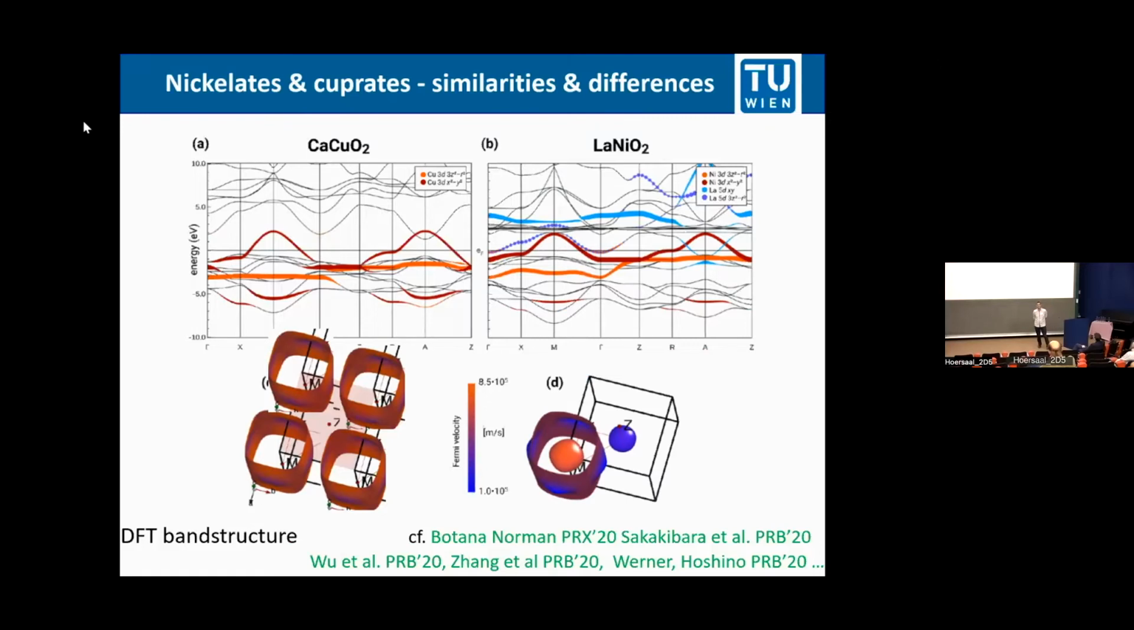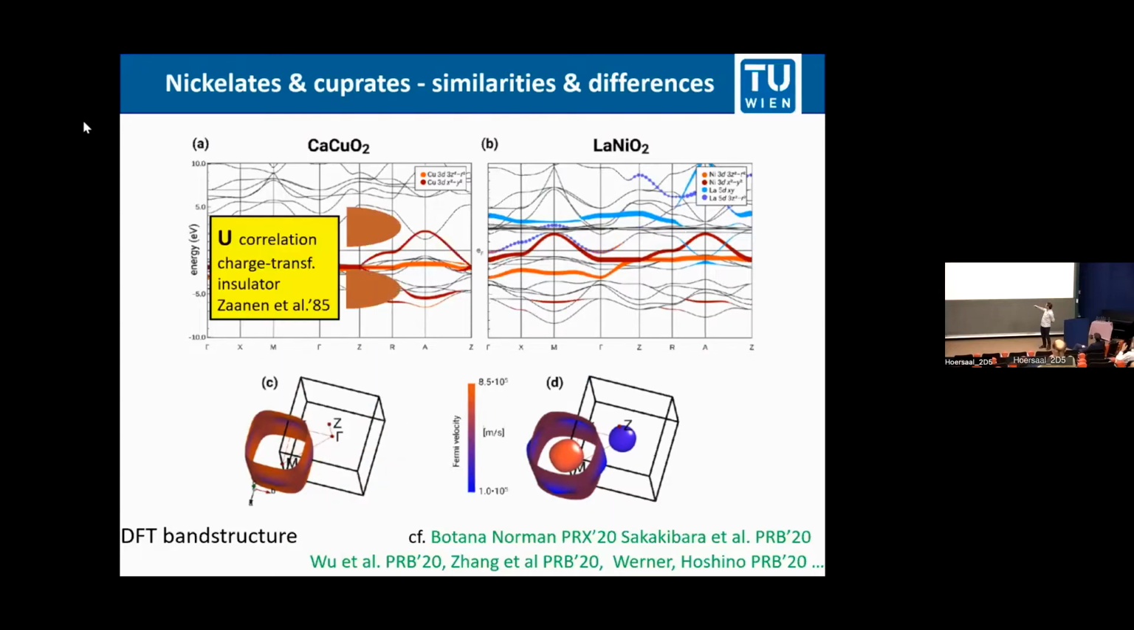But that is DFT. Then electronic correlations come into the game, and they will split this d-band into two Hubbard bands. And because oxygen states are very close to the Fermi energy, the general agreement, the consensus in the literature, is that these cuprates are charge transfer insulators, meaning that the first states available are in the oxygen state and not in the copper Hubbard band. Okay, that is cuprates. Now let's go to nickelates.